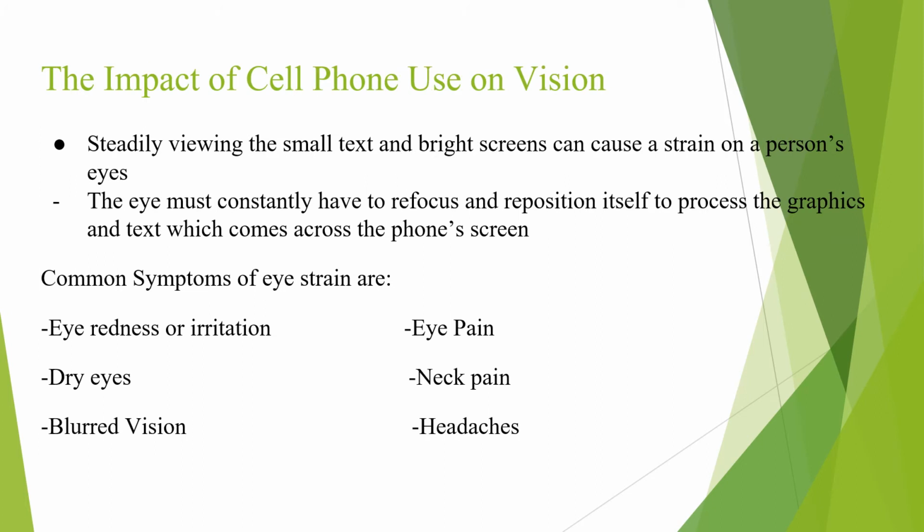The impact of cell phone use on vision. Steady viewing of small text and bright screens can cause strain on a person's eyes. The eye must constantly refocus and reposition itself to process the graphics and text which come across the screen. Common symptoms of eye strain are eye redness or irritation, dry eyes, blurred vision, eye pain, neck pain, and headaches.